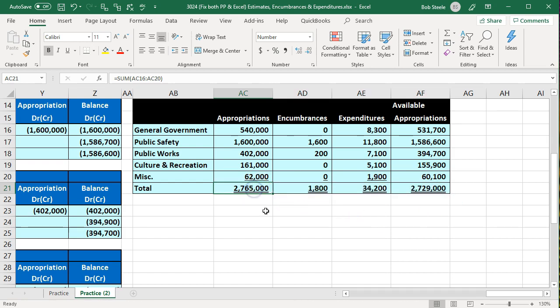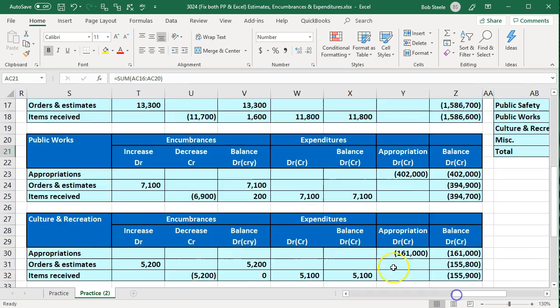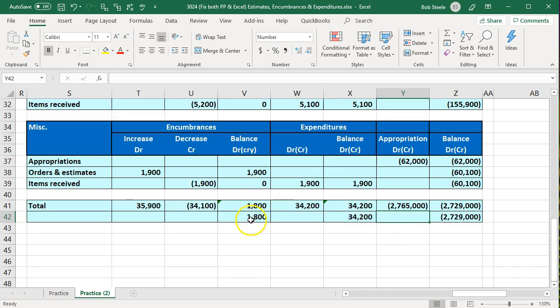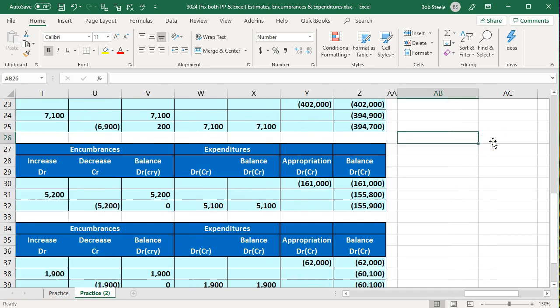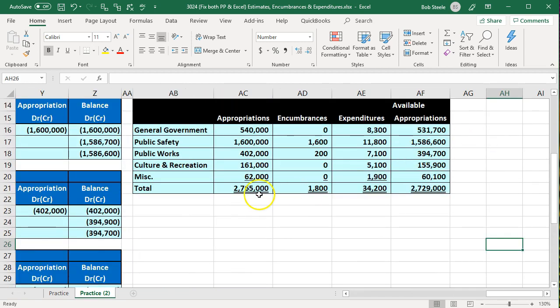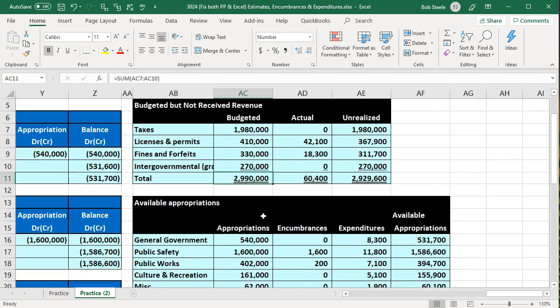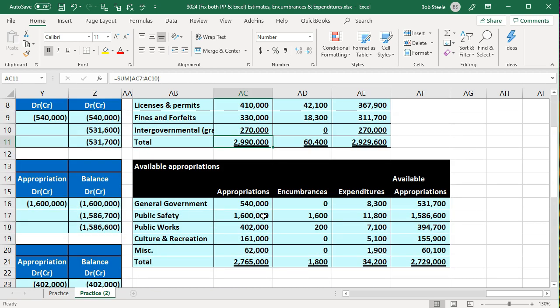And of course, the appropriations should line up then to our totals for the appropriations, the 2,765, the balance for the encumbrance, 1,8, and for the expenditures, 34,2. So if we scroll back over here, we have the appropriations, 2,765, the 1,8, and the 34,2. So these two schedules then comparing the budget to the actual, we could put together fairly quickly by category, but we need the subsidiary ledgers to do that. The trial balance only has them broken out, or doesn't have them broken out. They're in one line item.